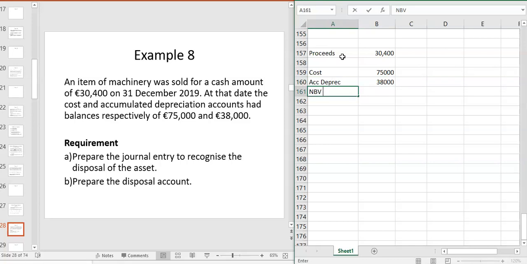So the net book value at disposal was cost minus accumulated depreciation. So that's the way I look at it initially. So essentially I'm saying I sold an asset in the accounts worth 37 for 30,400.